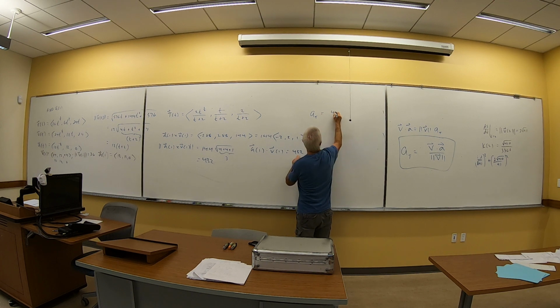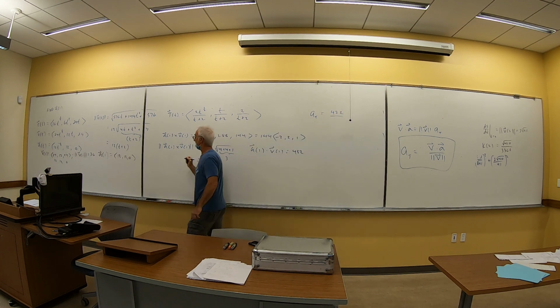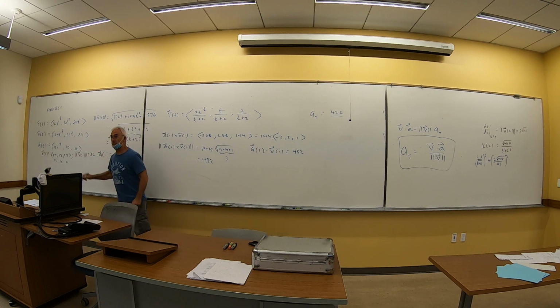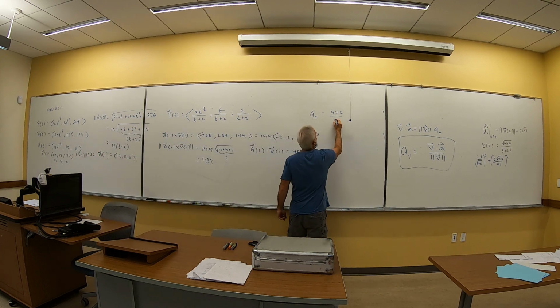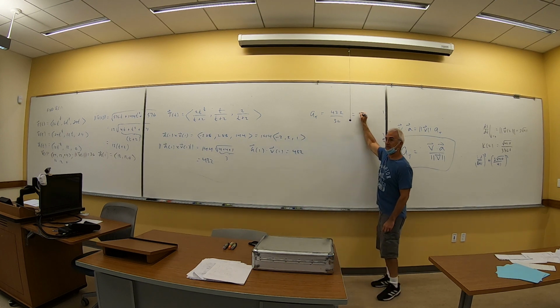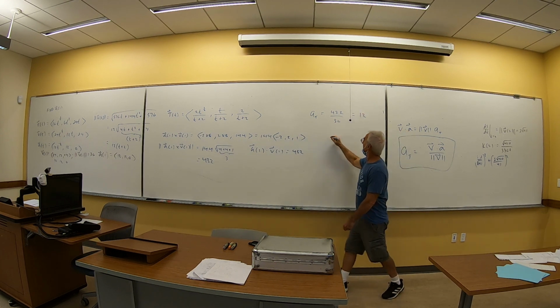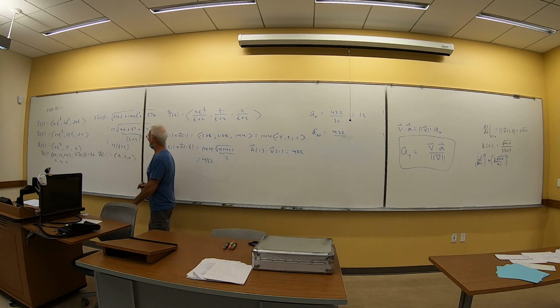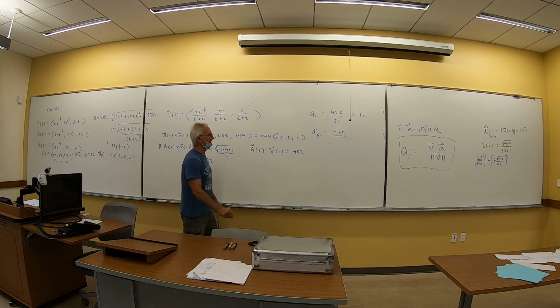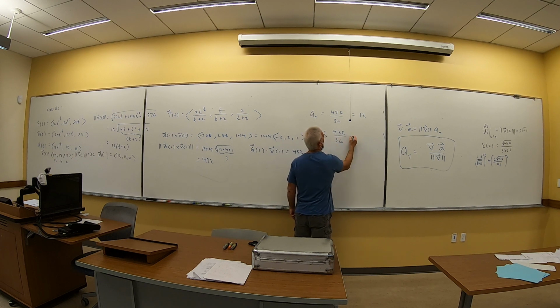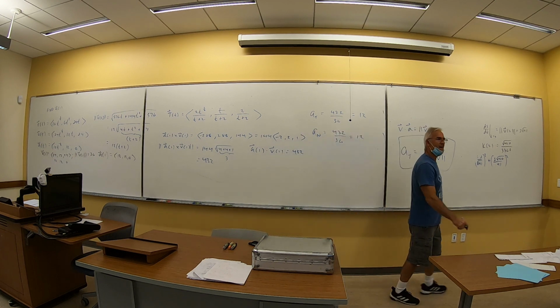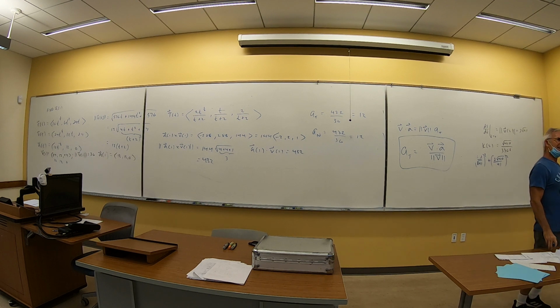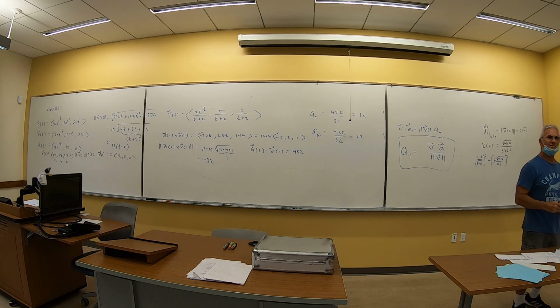All right, what is AT? AT is this over what? Over this. And what is that? 12. AN is this over this. Oh. Oh. This is kind of an interesting problem. You don't see this very often. My tangential and normal components are the same.